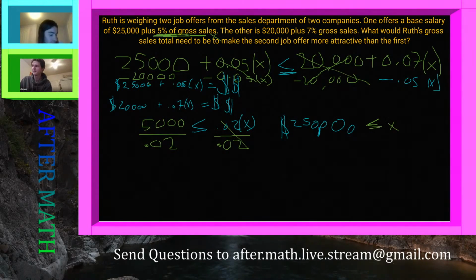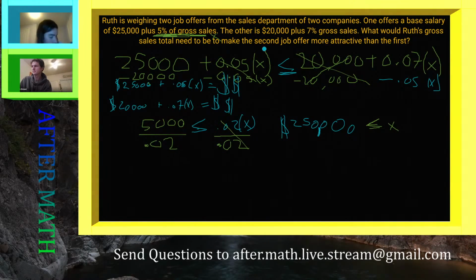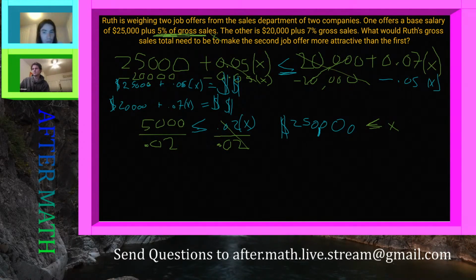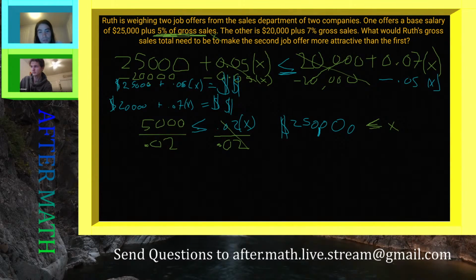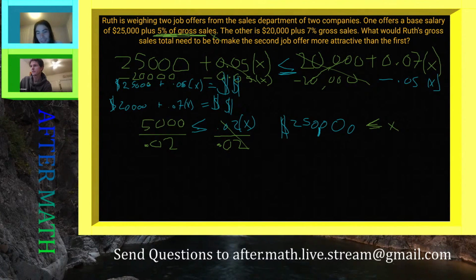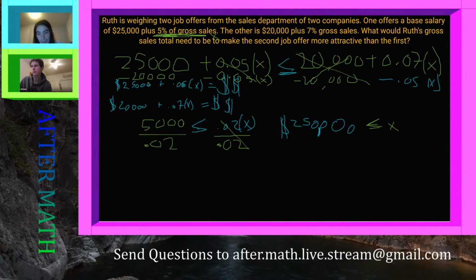Dude, I love those animations. They're so beautiful. I think we've got a question coming in here. We'll see if we've got one or not. So the answer to the question is, what does Ruth's gross sales total need to be to make the second job more attractive? Ruth needs to sell at least $250,000 in gross sales to make the second job more attractive.